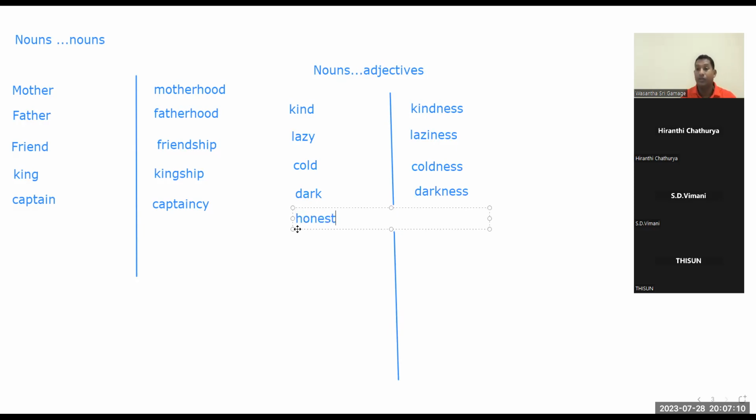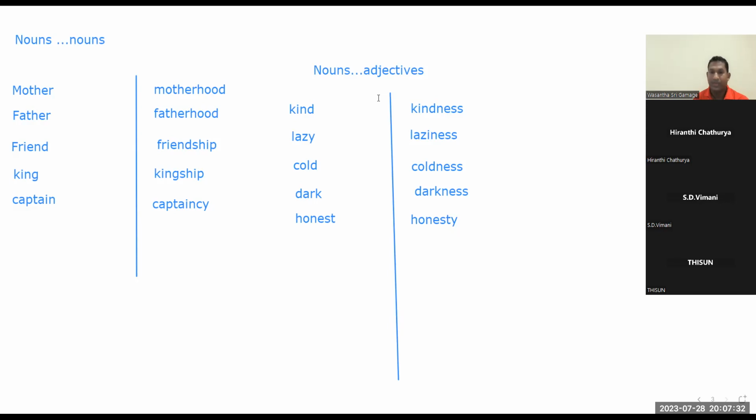And try this one, honest. This h is silent, you know that. Honest, අවංක, අවංකභාවය. Honesty, like captain, captaincy. Here also we add just y, right? Honest, honesty. Okay, these are some nouns derived from adjectives. There's another way. The third way is that nouns can be derived from verbs. Here we can add ment and tion most of the time, right?